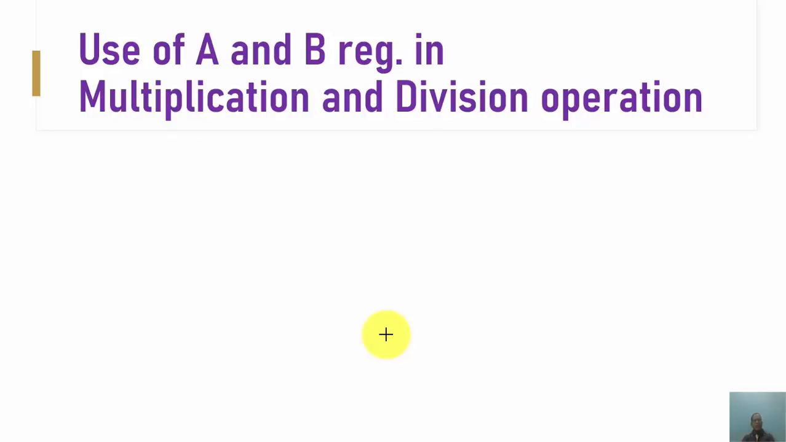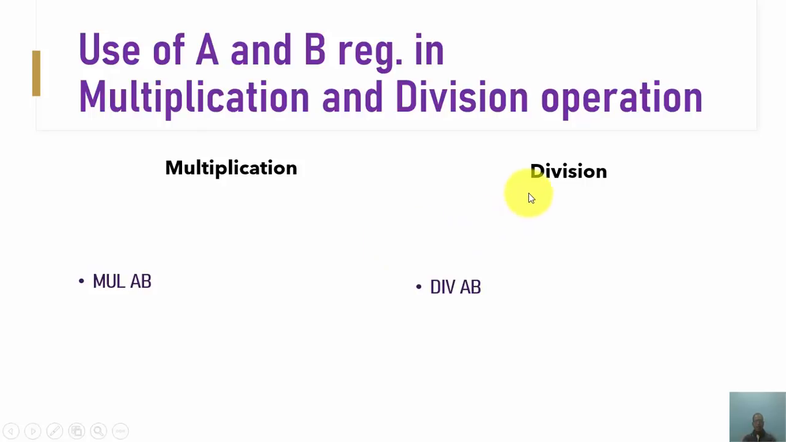So let us see how these A and B registers are used to support the multiplication and division operations. As said, when I am dealing with multiplication, the MUL AB instruction is used. MUL stands for multiplication, and to perform division, the fixed syntax is DIV AB, that is, divide the content of A by the content of B. Okay. So before execution, suppose A is equal to 15 and B is equal to 12. These two are hex numbers. Now I am going to perform the multiplication of these two numbers.